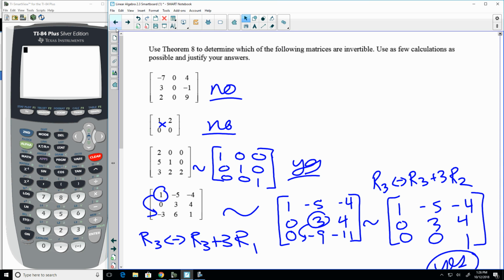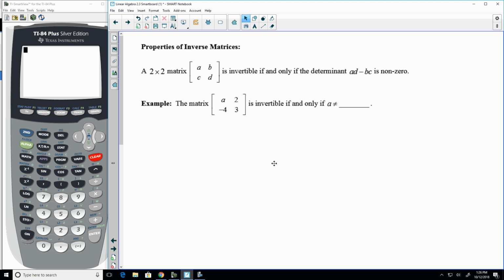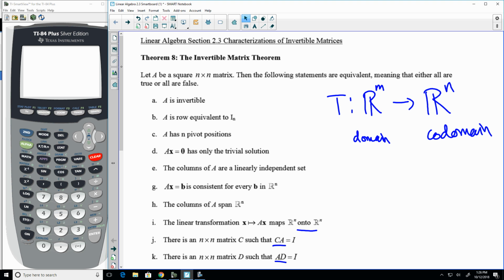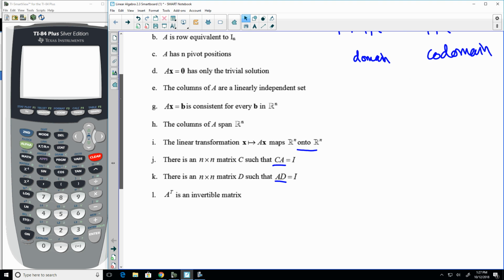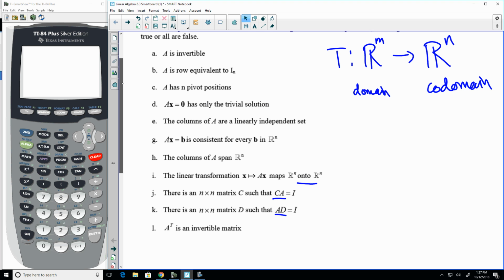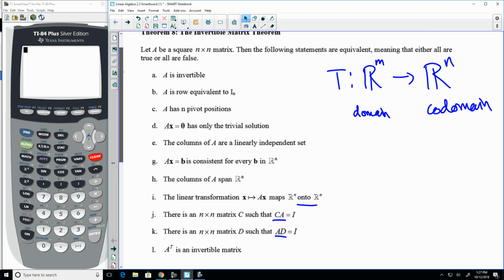There's always a determinant. It's if the determinant is 0 or not. If the determinant is not 0, it's invertible. So that actually is not on this list here, but we're going to add that to our list. That determinant is not equal to 0 is equivalent to A being invertible.